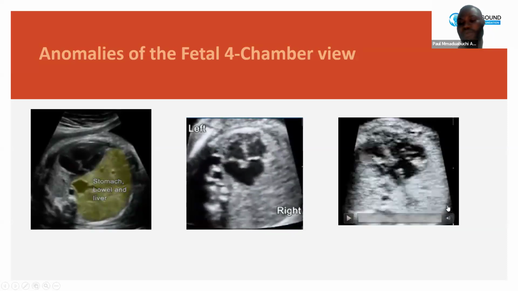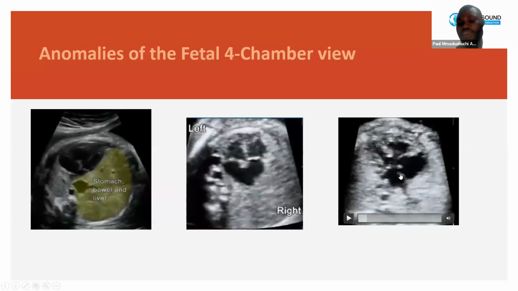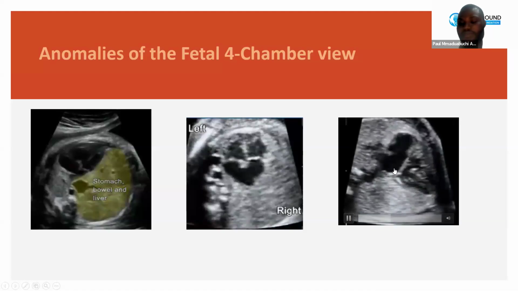And here on the other one, you are having both the ventricular and the atrial septal defect, the AVSD, atrioventricular septal defect, where in the center of the heart, there is no connection of the septums as supposed. So this is a diagnosis of the AVSD.